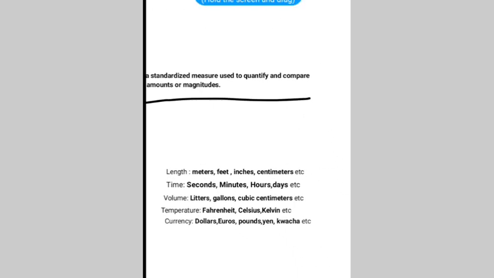Having understood this, let's look at the physical quantities and their examples. Here is a summary of the physical quantities and the examples of the same units. This side represents the units and this side represents the physical quantities that we have. Make sure that you take note of these.